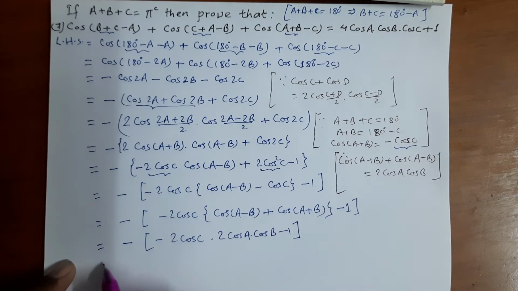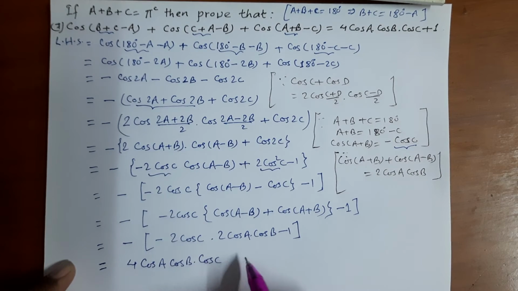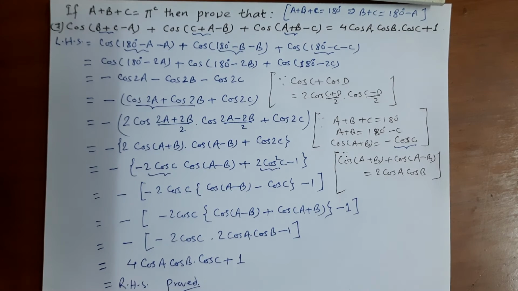and by this minus we can multiply inside here. So 2 twos are 4, minus times minus gives plus 4 cos a cos b cos c, minus times minus 2 will be plus 1, which is our right hand side. Proved. In this way, this problem we have proved. If you need to copy it, you can pause the video and copy the solution.